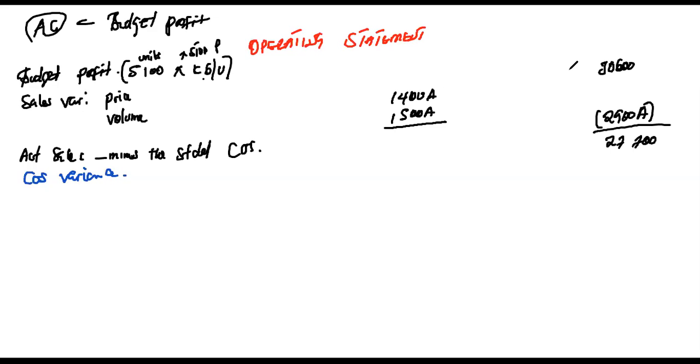So there we go. Our cost variances, we're going to have two sides. We are going to have the adverse side here, and then we're going to have the favorable side. So what is our material price variance? We're doing material. We have two variances on material: we've got price, and we've got usage.